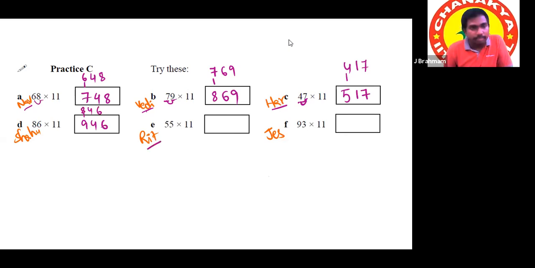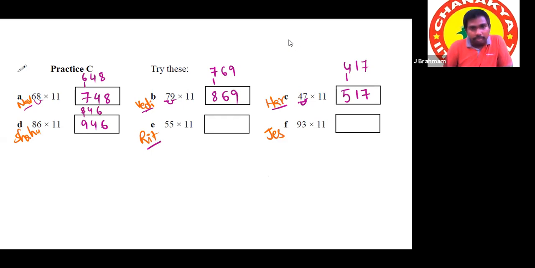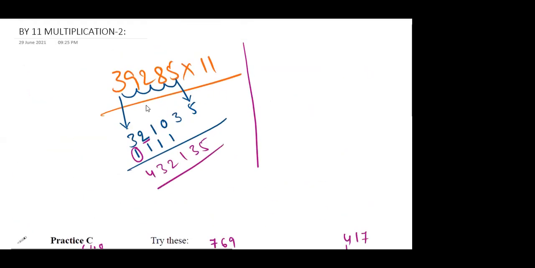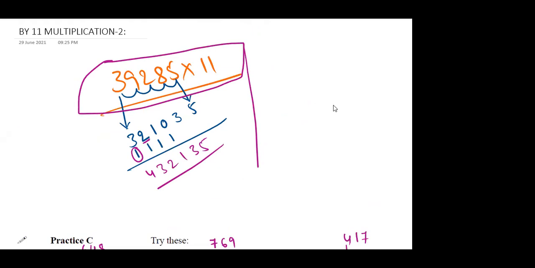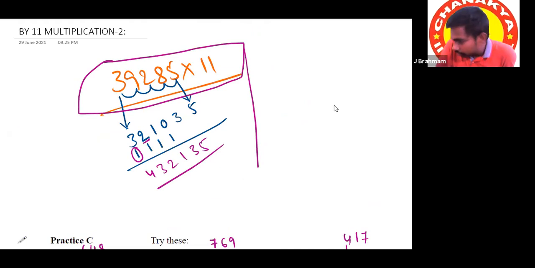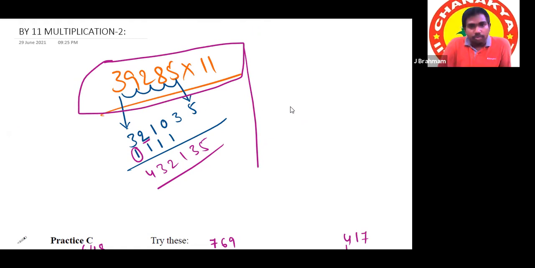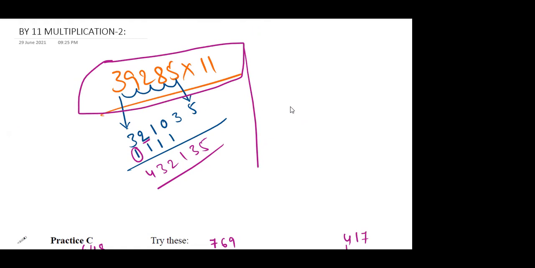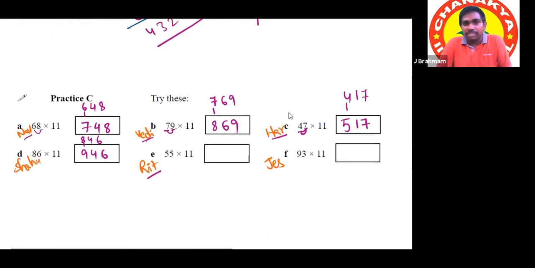Sir, is there any technique to multiply a 3-digit number into 11? Not only for 3 digits, any number of digits we can do this. See this example. Sir, can you explain this technique again? Okay, I'll explain again. I'll take another example after these two questions.